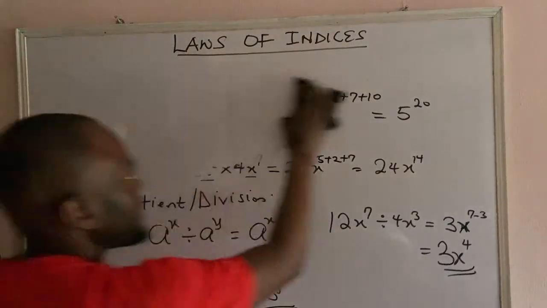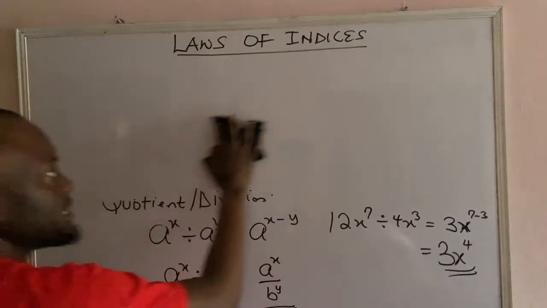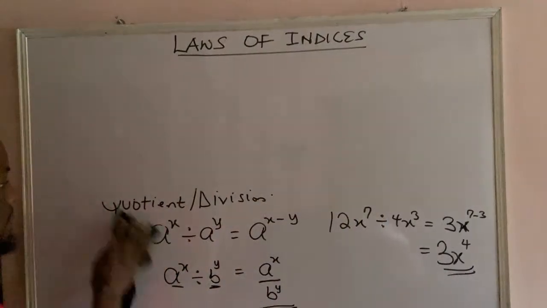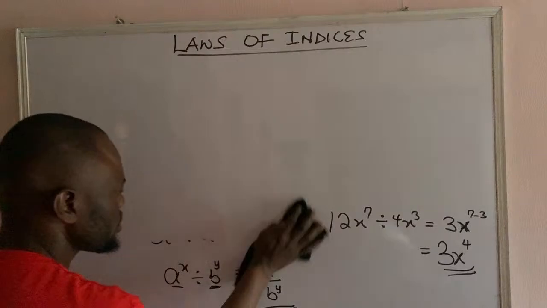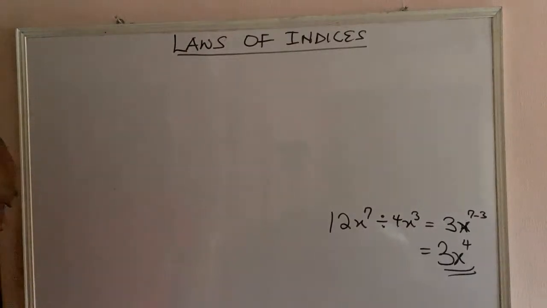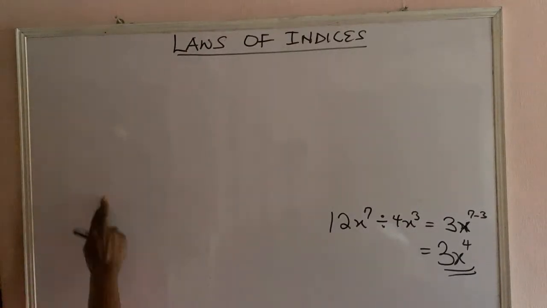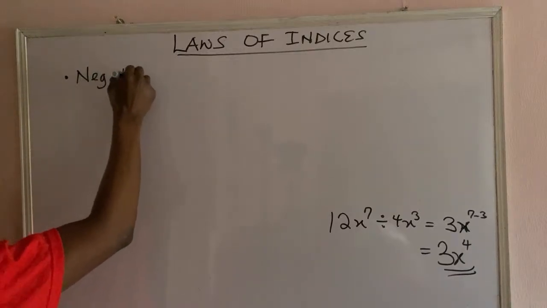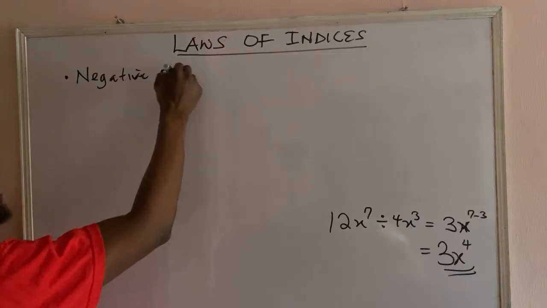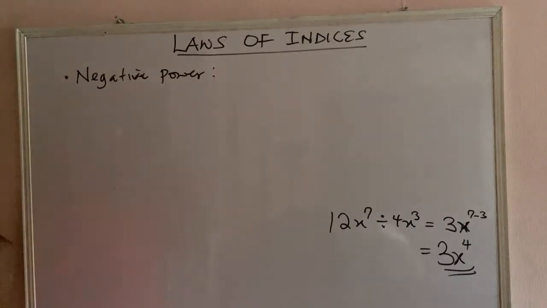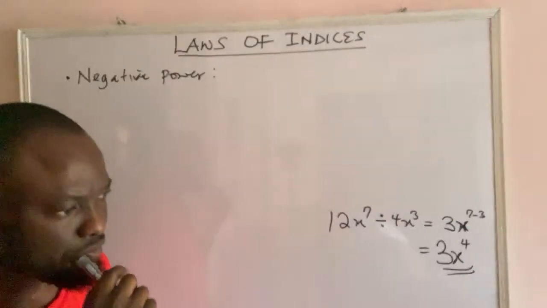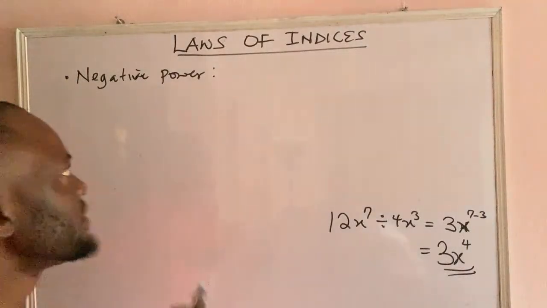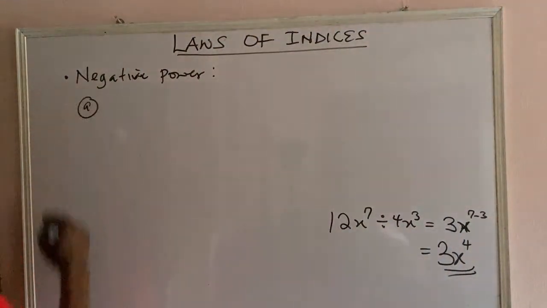So that's all about the division law. All right? Now we want to move to what is called the negative power. Now for negative power, there are two conditions for negative power.